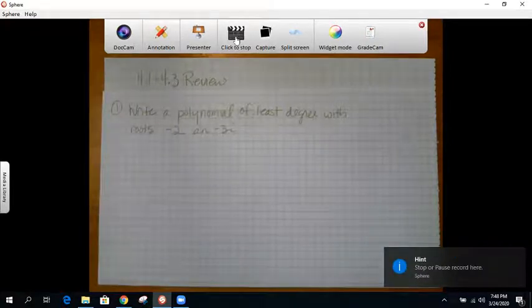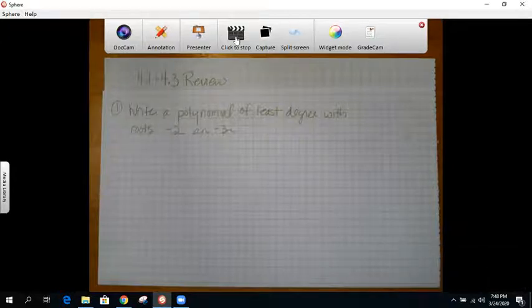Hi everybody, we are going to do some review on sections 4.1 to 4.3. So that was when we started talking about polynomials. So this first one, write a polynomial of least degree with roots -2 and -3i.